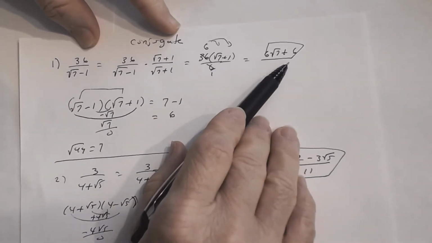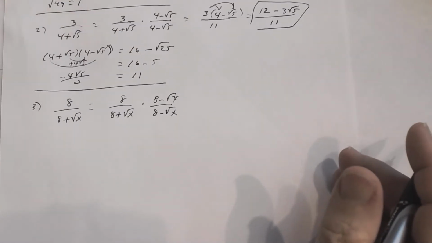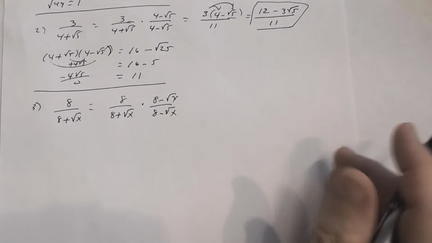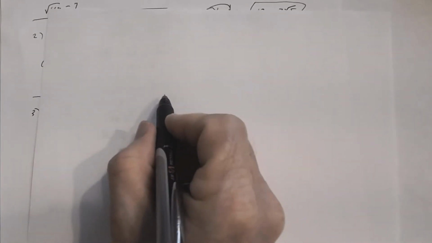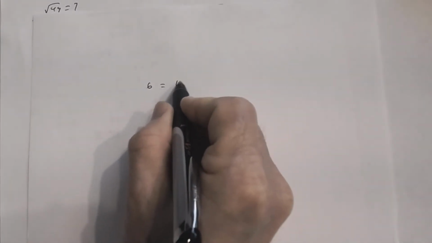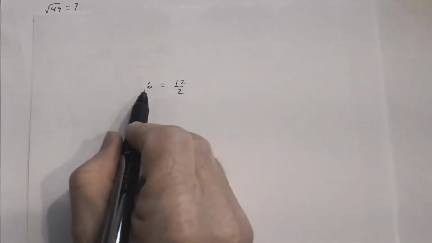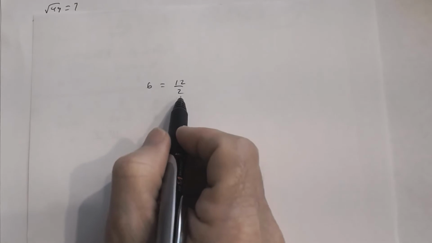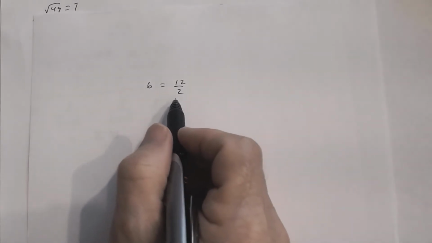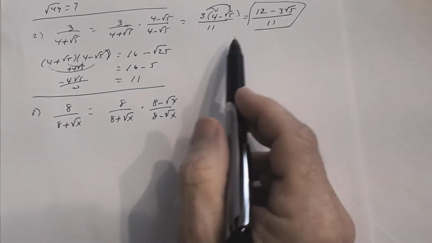They're equal to each other. They just look different. All right, it's just kind of like saying 6 is 12 over 2, right? I mean, they're equal to each other. They just look different. I wrote 6 as 12 over 2. It's a different way to write 6, and that's what's happening here.